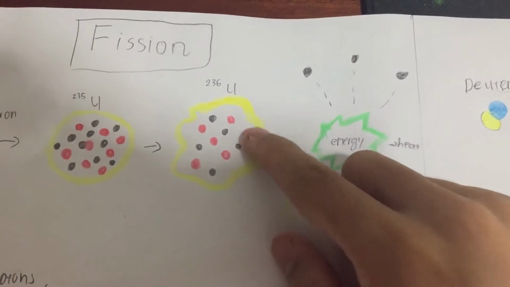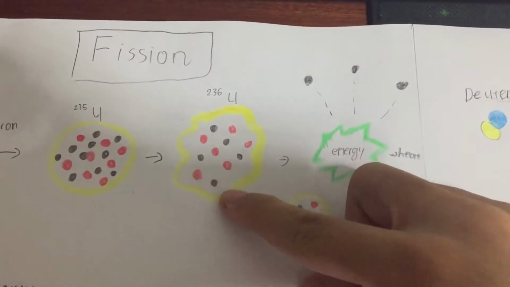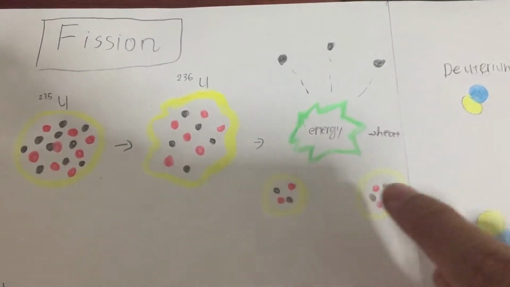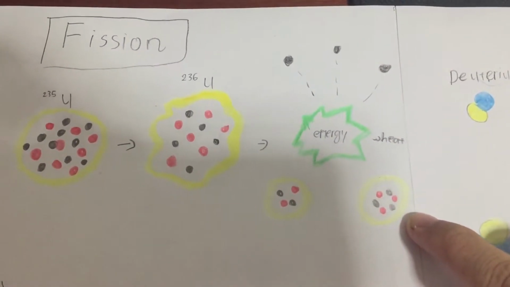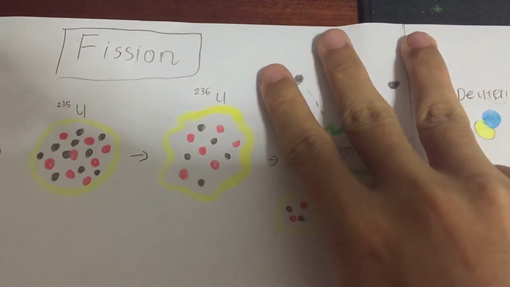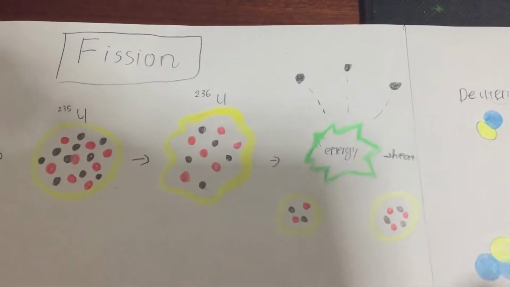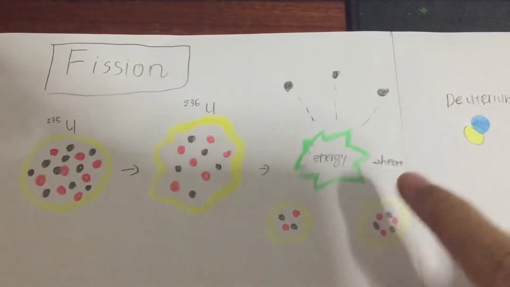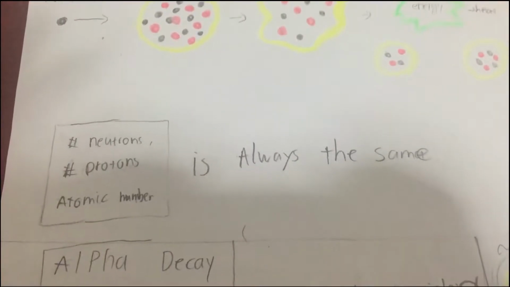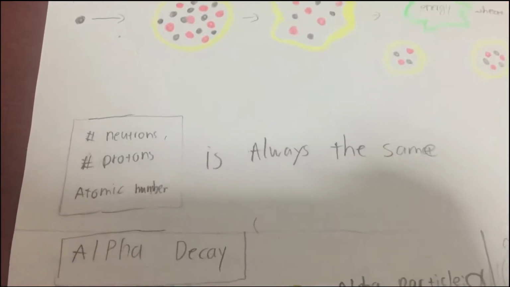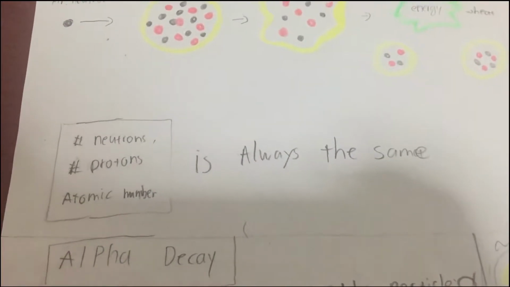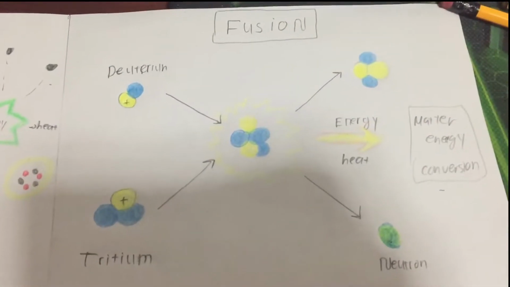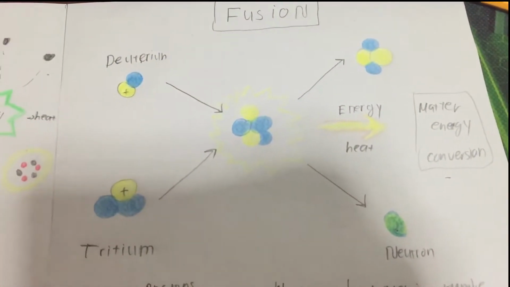So when the nucleus turns to an unstable state, it splits into two daughter nuclei and some neutrons. It also creates some energy and heat. So the number of neutrons, protons, and the atomic number in fission is the same. Let's move on to the second one, fusion.